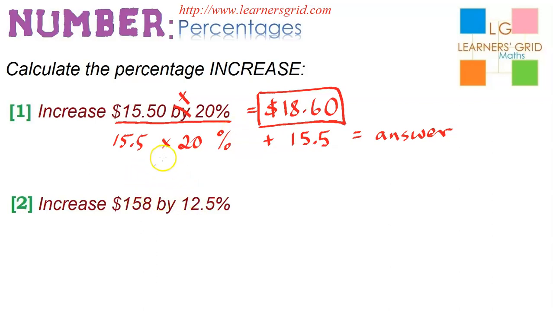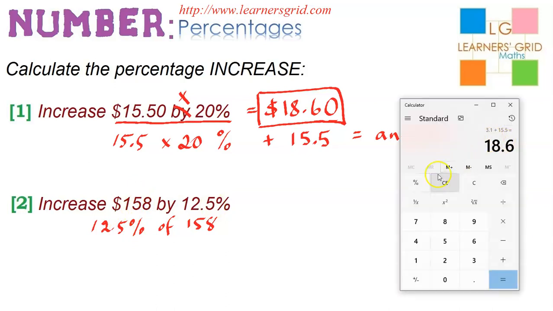We basically get 12.5%, for example, of 158, and then we have that answer and add it to the original amount. So again, I'm going to do number 2 and go through exactly the same process. So 12.5 multiplied by 158, which is the original amount. Get our percent. Okay, so 12.5% of $158 is $19.75.